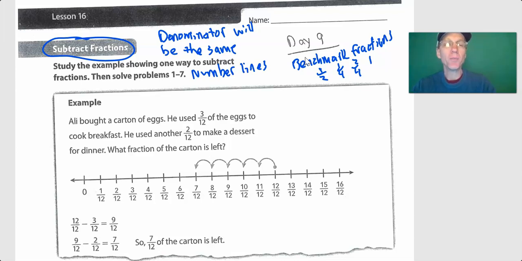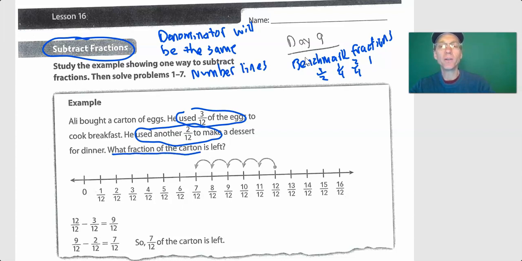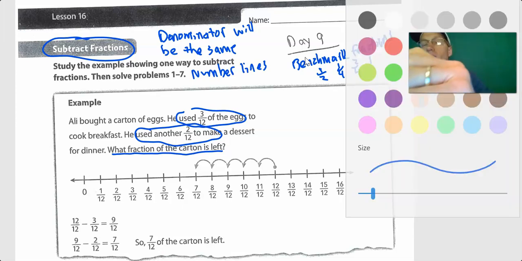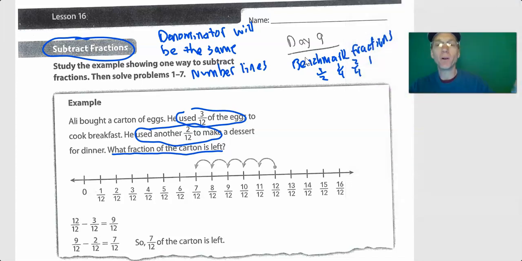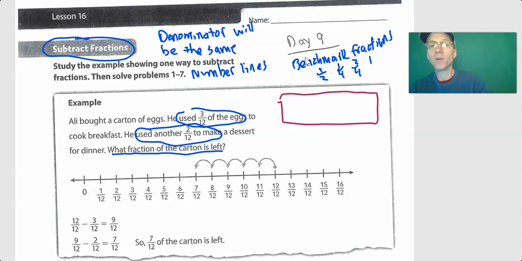This one says Allie bought a carton of eggs. He used 3/12 of the eggs to cook breakfast, and then used another 2/12 to make dessert for dinner. What fraction of the carton is left? In this case, if you take the time to draw something, it's always going to save you time. So here we have a carton of eggs. You should know, you can just draw a carton of eggs.